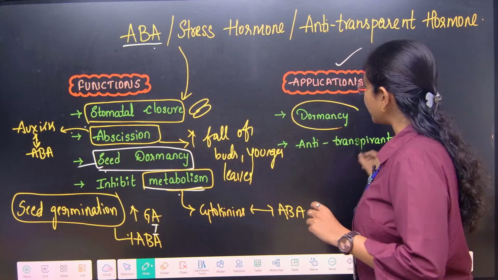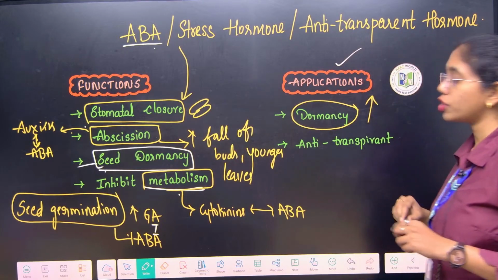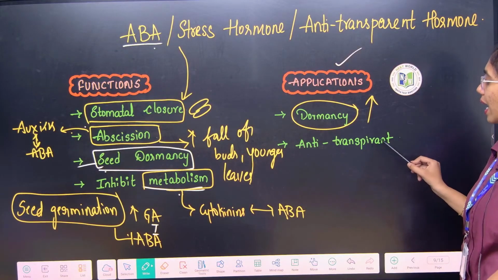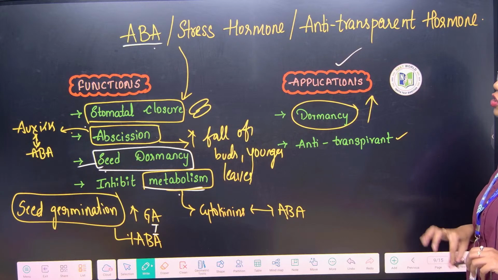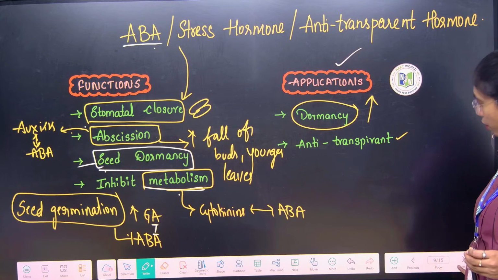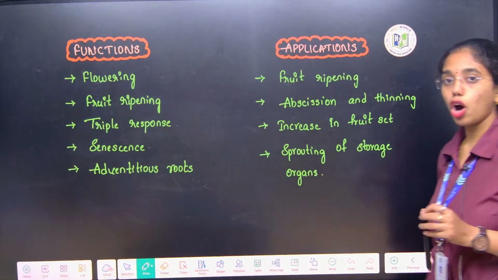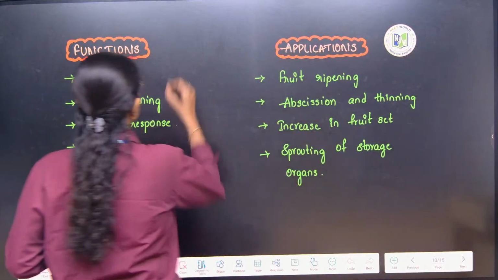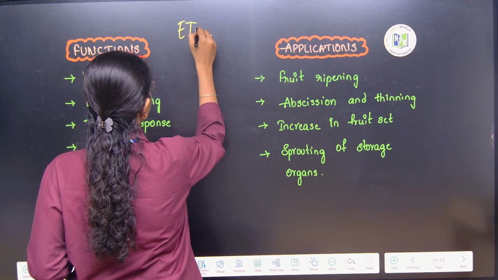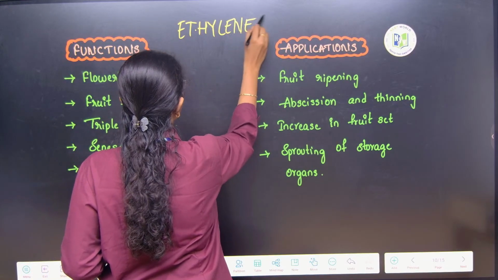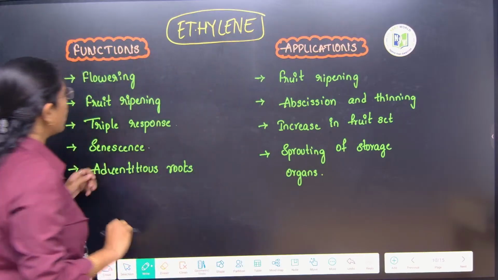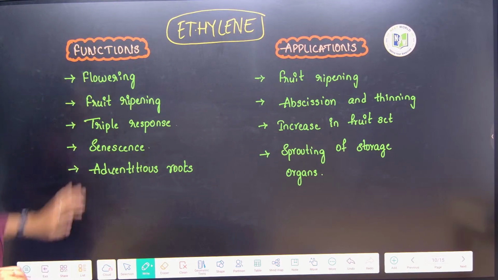First is dormancy. It will promote the seed dormancy during unfavorable conditions, and this acts as anti-transpirant hormone as well. Okay, so these are the functions and applications of auxin. The last phytohormone that we are going to look into is ethylene. Functions and applications of ethylene.